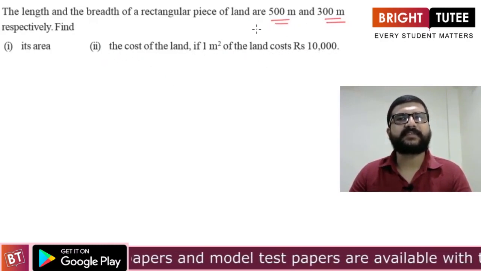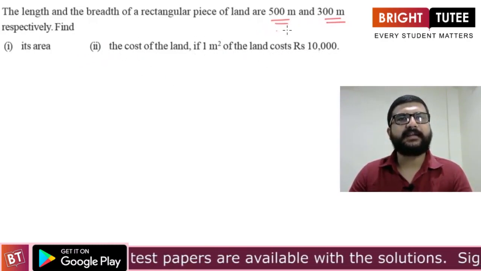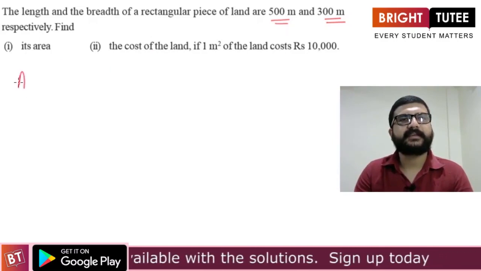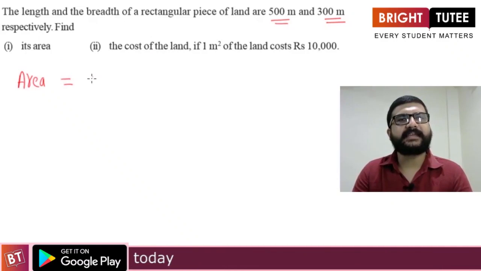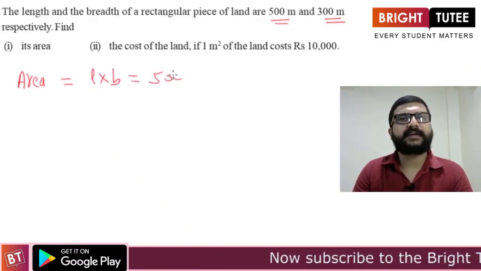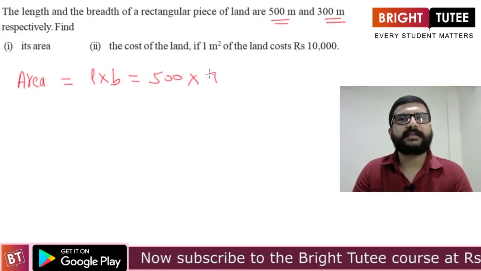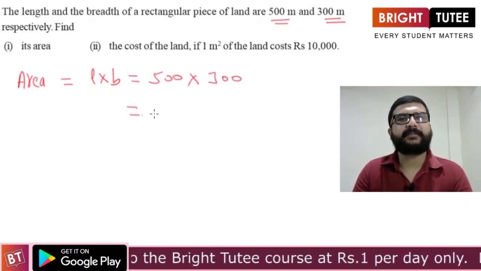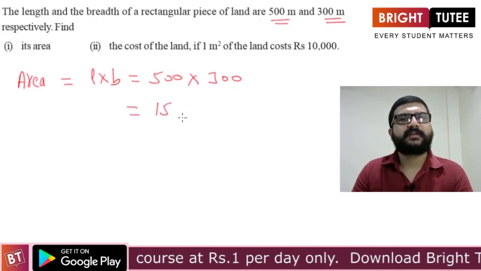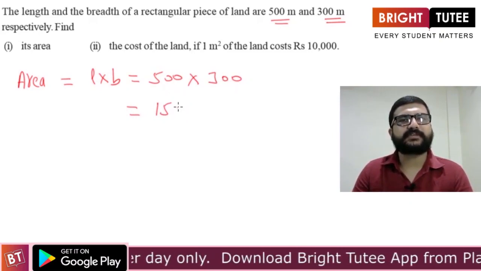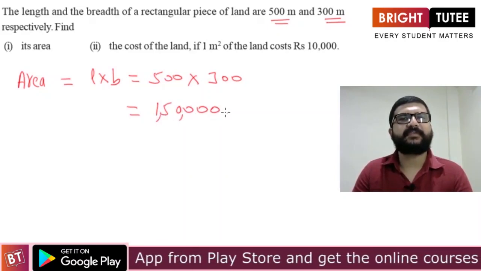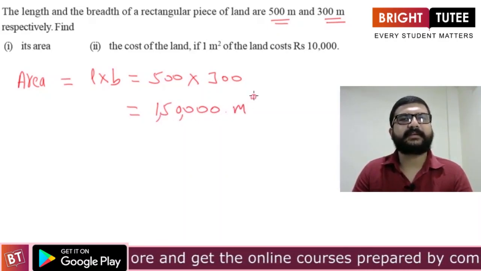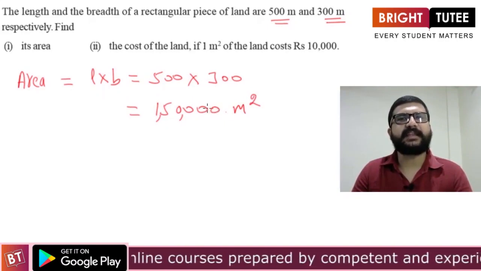So first of all, let's find the area of the land. Shape of the land is rectangle, so its area will be L into B, and that will be equal to 500 into 300. Now this will be equal to 15 and then 4 zeros. So this is basically 1,50,000 square meter. So this is the area of the land.